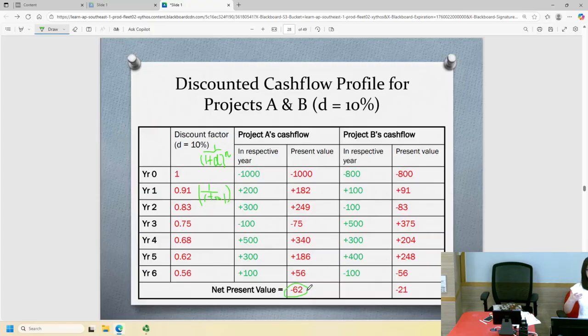So it's a negative, and it means that after 6 years, there is no money saving. There is still a net cost of $62. And for project B, also negative value, so it means there is still a net cost of $21. Okay, but this one is more preferable because higher value.